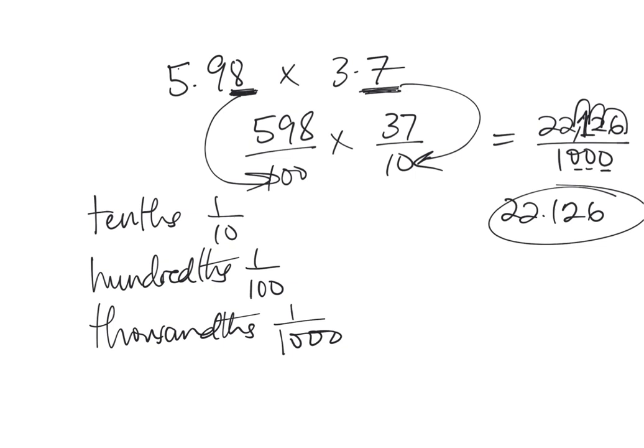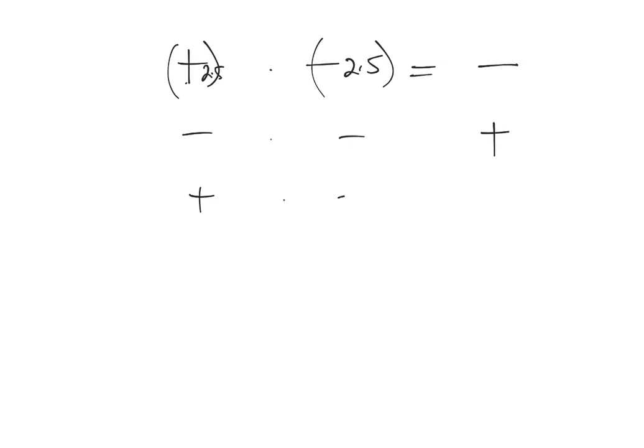As far as signs, when you're dealing with positive and negative numbers, if you have a positive 2.5 times a negative 2.5 or something like that, the principle is still the same. Positive times negative is going to be negative. Negative times negative is going to be positive. Positive times positive is going to be positive. And negative times positive is negative.